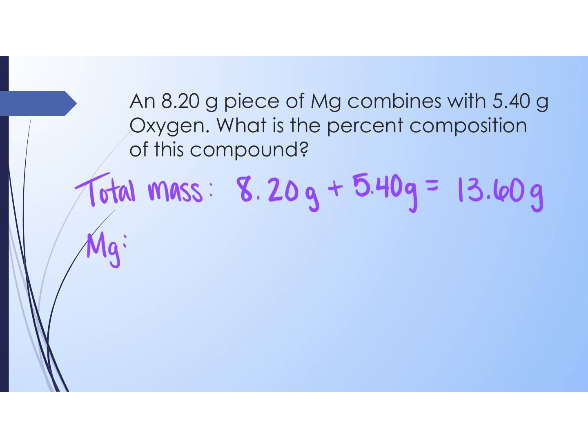So we're going to take the mass of magnesium and divide it by the total mass. Okay. So what's the mass of magnesium used? 8.20. Okay. So we used 8.20 grams. And we're going to divide it by the total mass, which is? Okay, 13.60 grams. So if I were you, I would divide those first. So 8.20 divided by 13.60. Hit equal in your calculator. And then you'll multiply it by 100%.